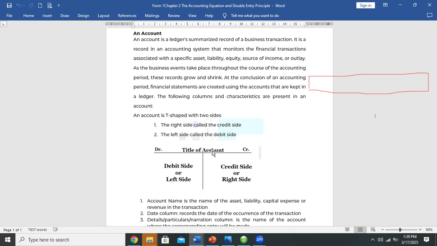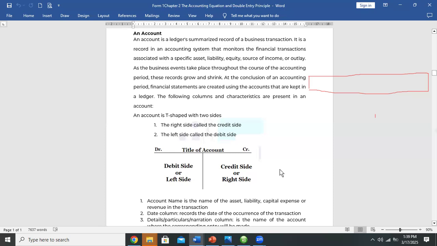But you can have the cash account, the bank account, and then the debtors. If the name of the debtor is given, then the name of that debtor will be the title of the account. So maybe Kofi account. If it's a creditor or a supplier, you have Kwame or maybe XY Limited. That will be the title of the account. And as I indicated to you, the left side is the debit side and the credit side is the right side. So if you see in the double entry that you are supposed to make a debit entry, it means you have to record it on the left side.